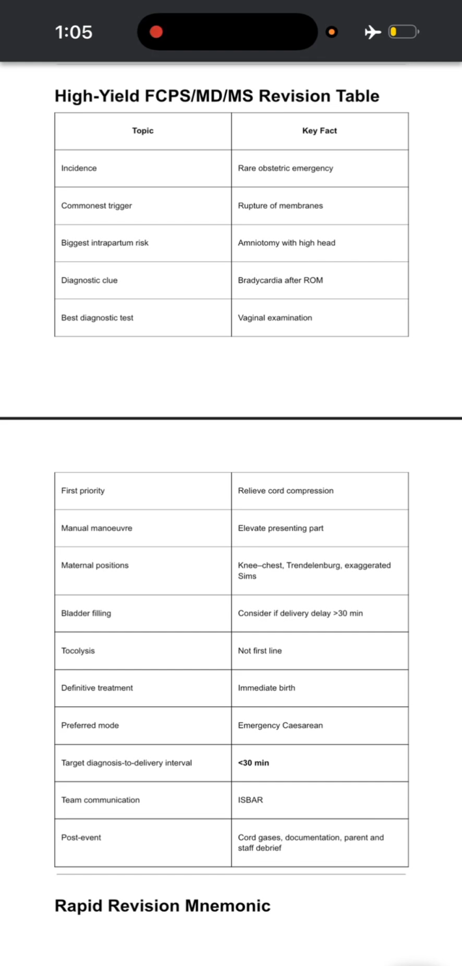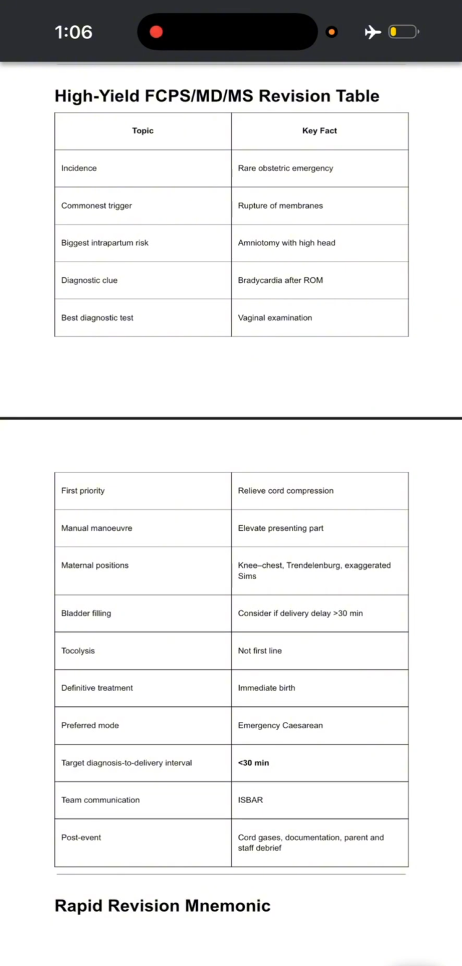The first priority is to relieve cord compression so that fetal oxygenation compromise can be minimized. Manual maneuvers include elevating the presenting part. Maternal positions such as knee chest position, Trendelenburg position, and exaggerated Sims position help to minimize pressure on the cord. Bladder filling is considered if the delivery interval is more than 30 minutes, so that sustained pressure keeps the presenting part elevated and relieves pressure from the umbilical cord.